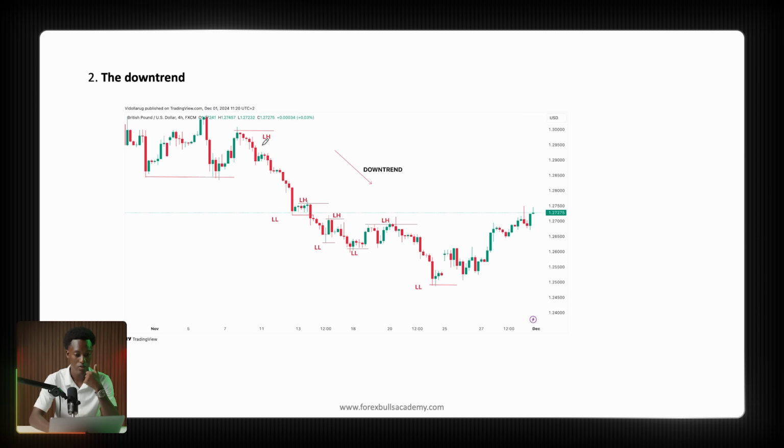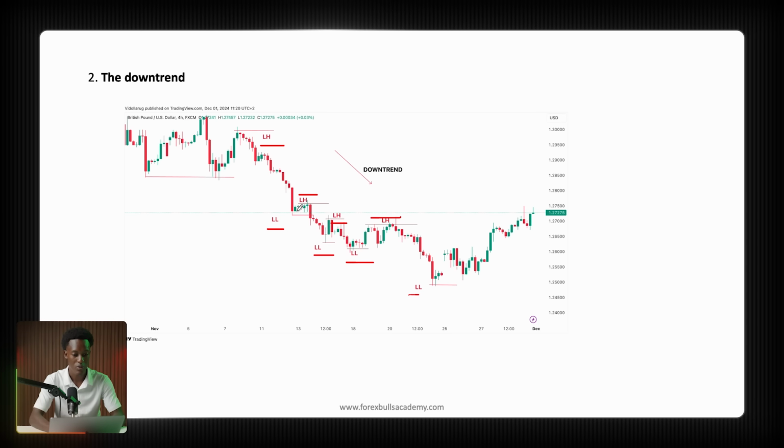On the other side, in a downtrend, this is what we deal with. We have a series of lower highs, lower highs, lower highs. Then on the other side, we have lower lows, lower lows, lower lows. Again, for you to confirm that it's a downtrend, we need to see a formation of new lower lows breaking all the previous ones.